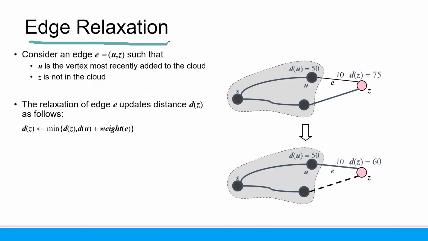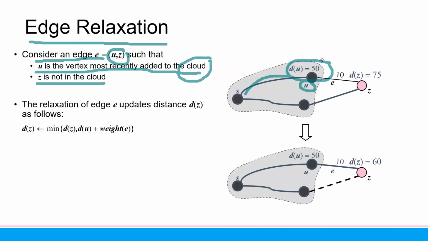Edge relaxation means let's consider an edge e = (u, z) such that u is the vertex most recently added to the cloud and z is not in the cloud. So now I know that my algorithm works from s to u, and the distance from s to u is 50. u has been in the cloud. So we call this the cloud: s and the other node here, and u has been in the cloud. But z is still not in the cloud.